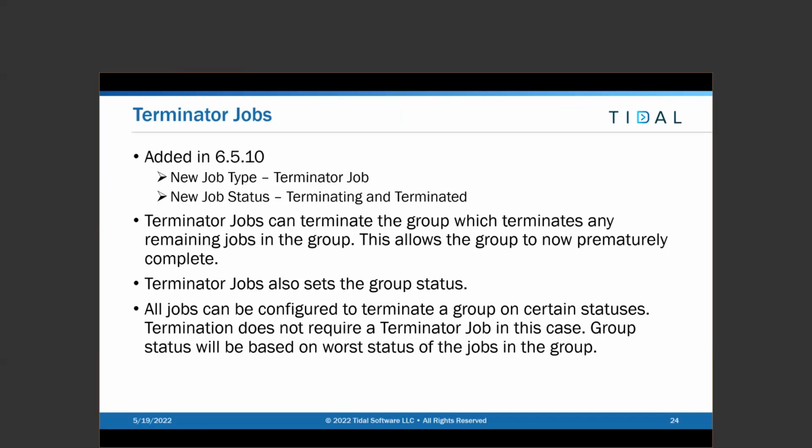And at the same time, when you call these Terminator jobs, you get the ability to also set the group status when you terminate. So you can set it to various statuses, and we'll take a look at that in a second, such as completed normally, completed abnormally, and what have you. So that's Terminator jobs, a new job type. But also with the Terminator functionality, all jobs can actually do a termination. In the job options we've added where we can allow a job to terminate a group based off certain job statuses.